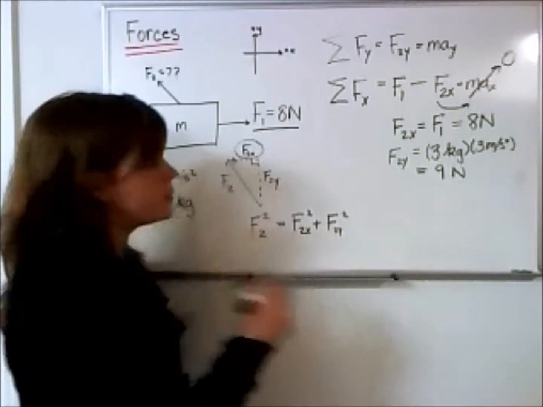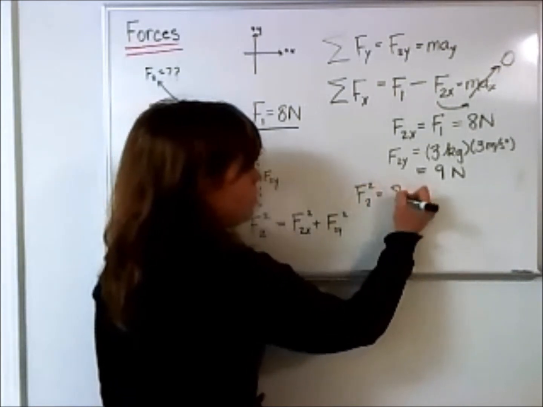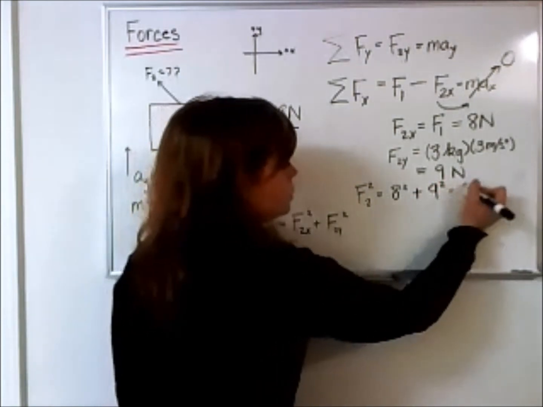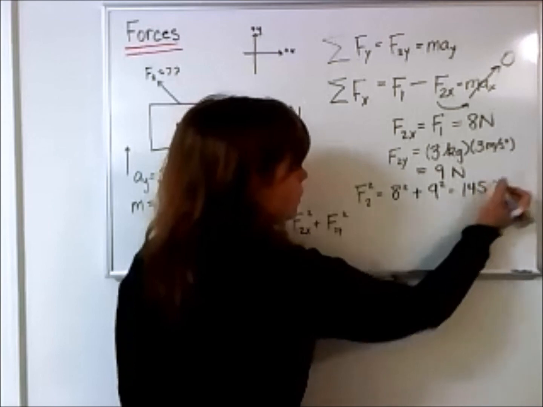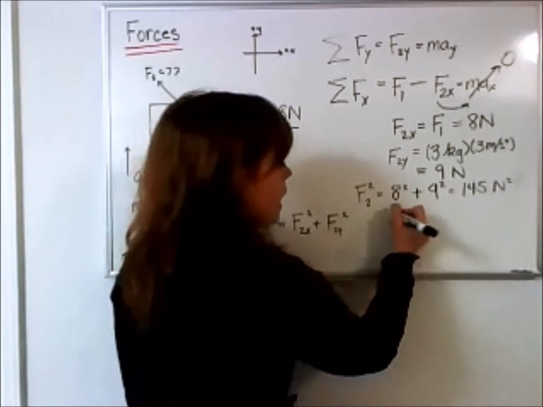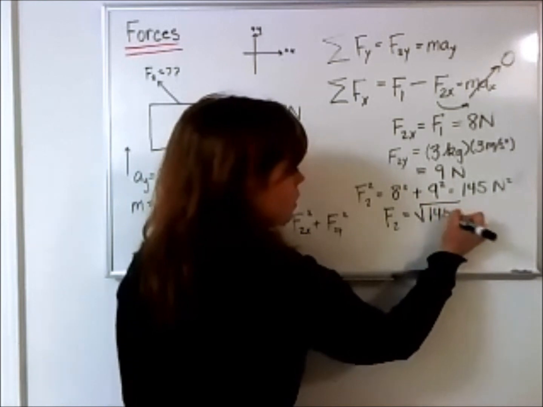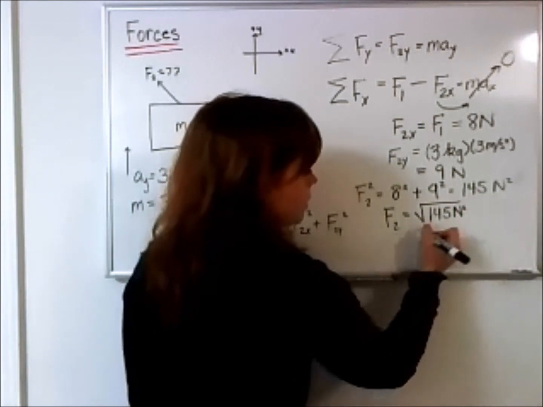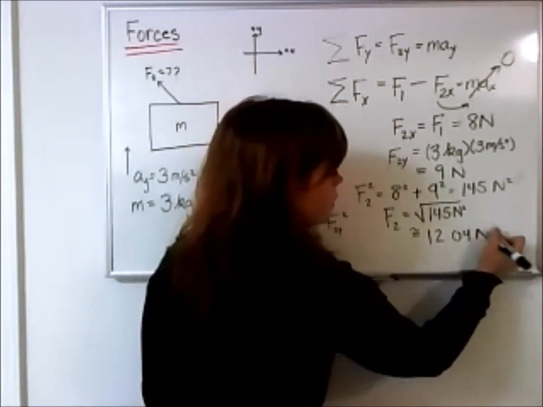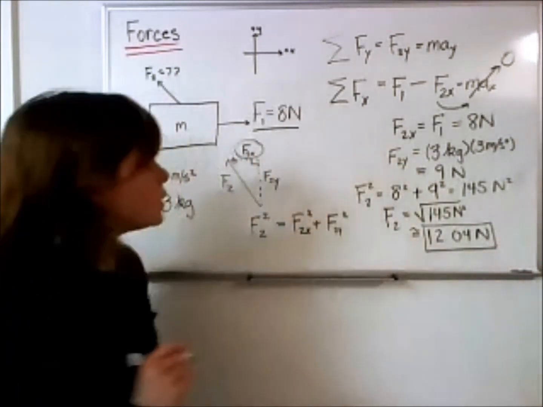Putting in the numbers, we'll get F2 squared is going to equal 8 squared plus 9 squared, which totals to be 145 newtons squared, just to make sure we carry our units. And taking the square root, we can find the magnitude of F2, which equals approximately 12.04 newtons. And there's our final answer.